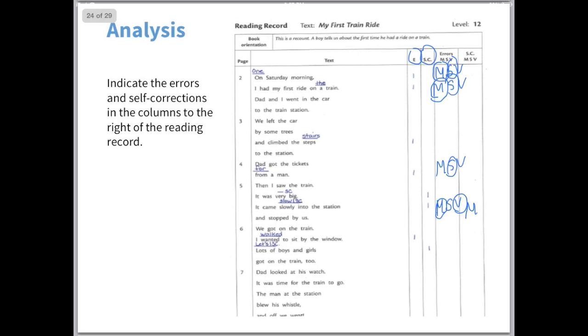Now we check what cues were used to self-correct the error. Most often, it is the neglected cue. In this case, the child realized the word was "slowly" and not "slow." He realized "it came slow" is not correct in English, and he self-corrected to "slowly." The S is circled in the self-correction column.